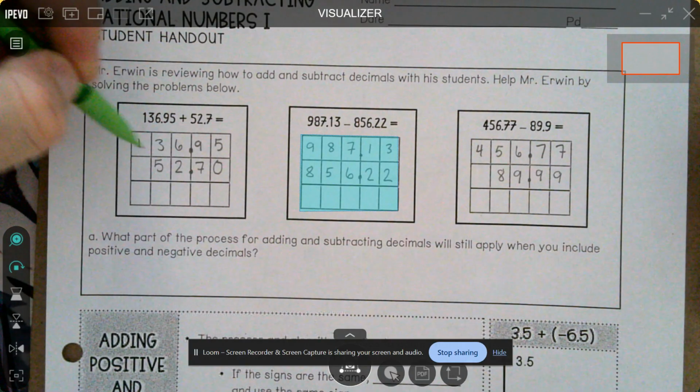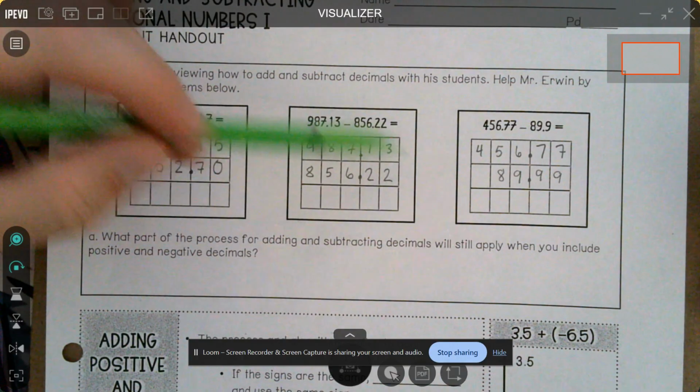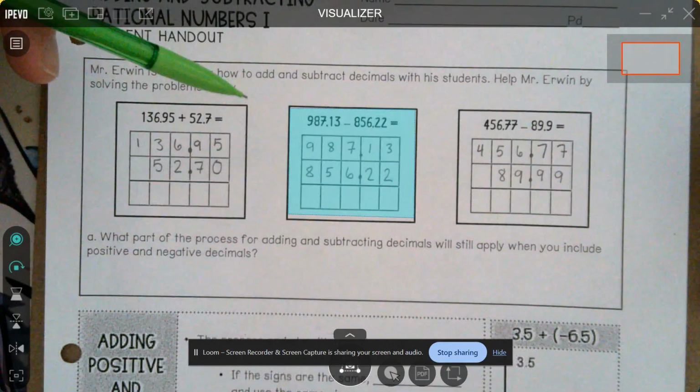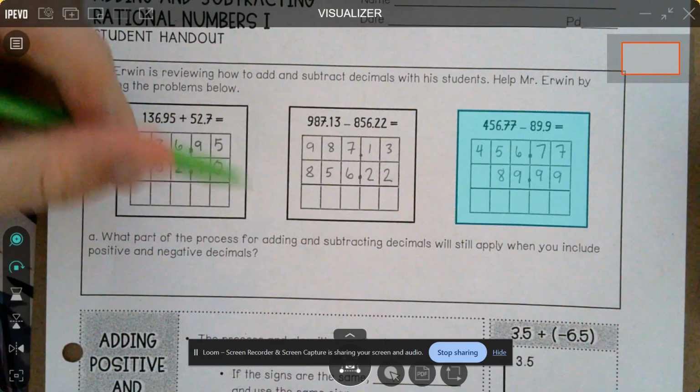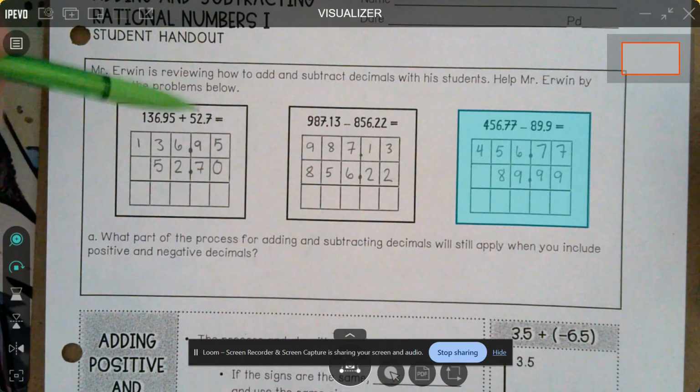So I went ahead and wrote down these problems and lined up the decimals correctly. So go ahead and pause the video and do that. All right, now I'm going to do the first one with you just to refresh your brain, and then hopefully you'll be able to get these next two by yourself. So here we go. I'm going to go through this pretty quick.